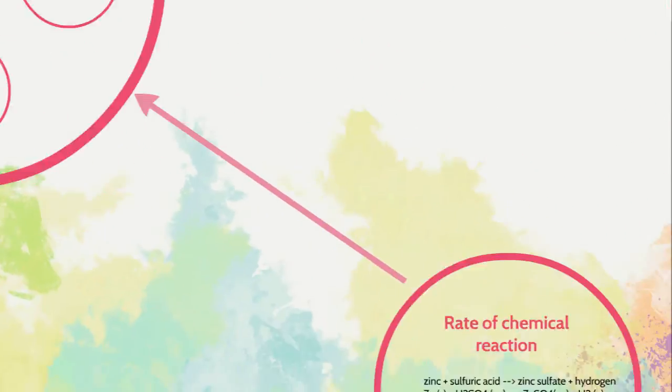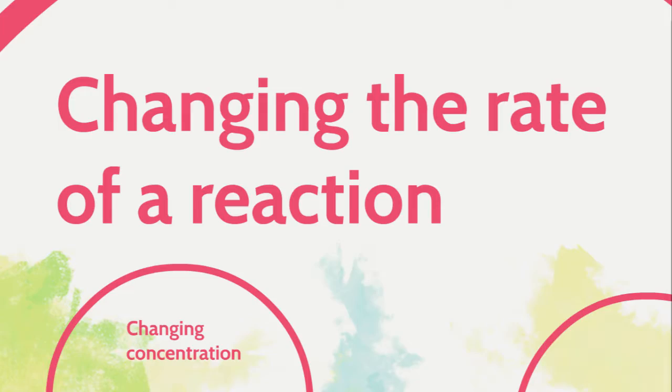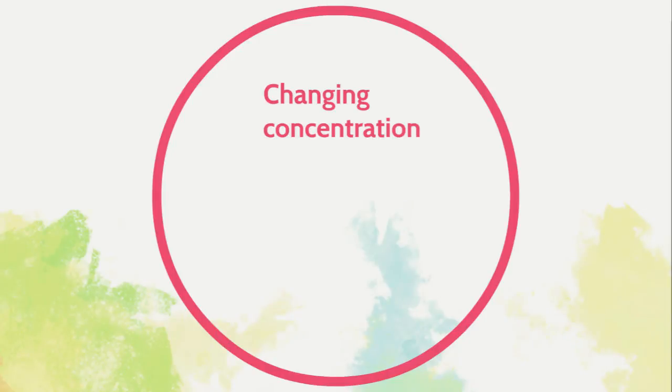So that was the rate of a chemical reaction. How can we change the rate of a chemical reaction? Sometimes we don't want it to react that fast. Sometimes we want to make it slow, or sometimes we just want it to go as fast as it can, right? So here are a few methods for us to change the rate of the chemical reaction. Firstly, we can change the concentration.